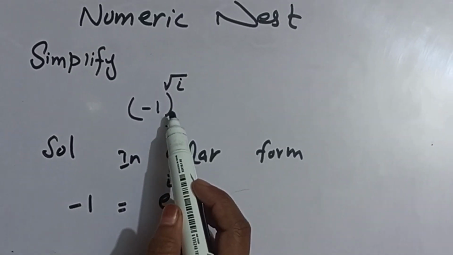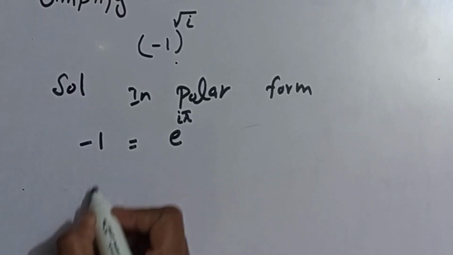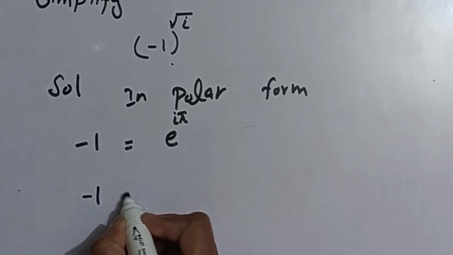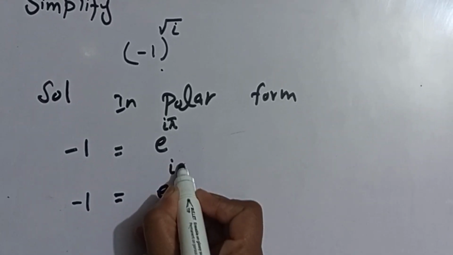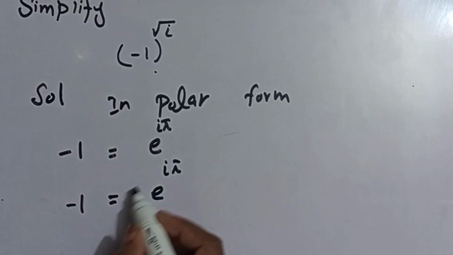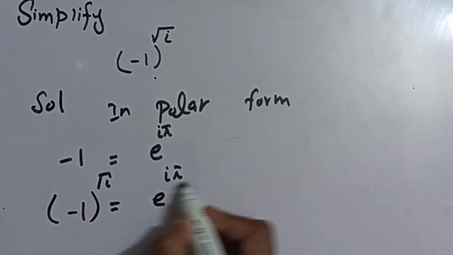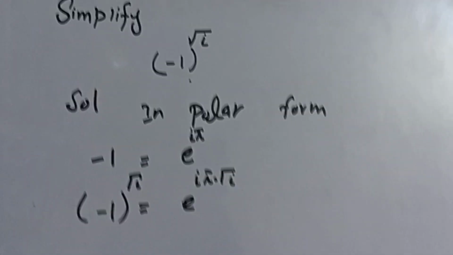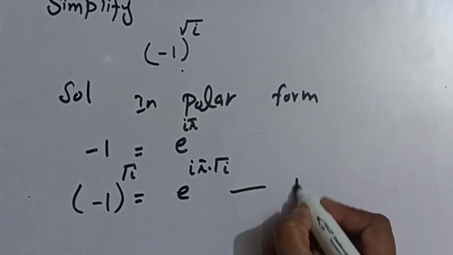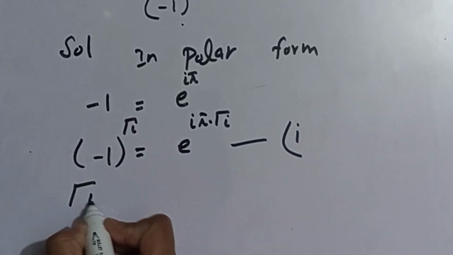So in the next step, we take an exponent square root iota. We copy the first equation: -1 is equal to e raised to the power iota pi. We take an exponent square root iota on this side and also on this side. We call this equation number 1. Now we simplify this square root iota.